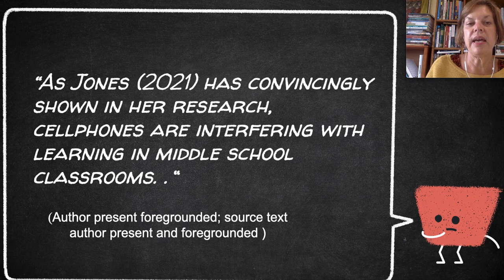So now if we say, as Jones 2021 has convincingly shown in her research, now you are present because you are saying clearly to your reader, I believe Jones's research is convincing. I'm aligning myself with Jones. So you have foregrounded yourself and you foregrounded the author. So both are present and both are foregrounded.